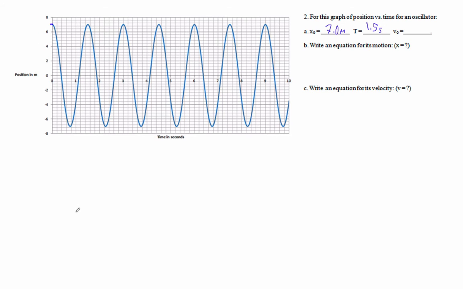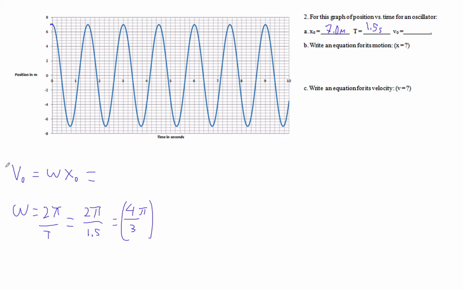Right, and then what's our maximum velocity? Well, the maximum velocity is going to be omega times the amplitude, right? So we've got to figure out omega. Omega is 2 pi over the period, right? So that is 2 pi over 1.5, which is 4/3 pi? I think so. I just multiplied the numerator and denominator by 2 to get rid of the 0.5, right? So that's our omega, right?